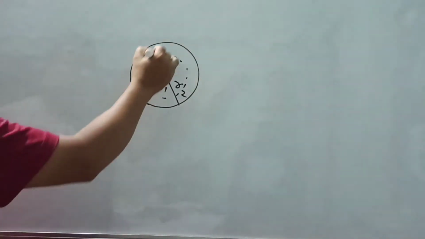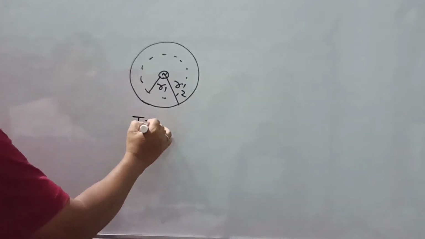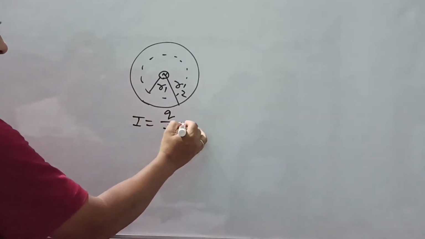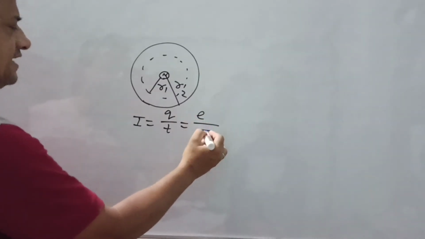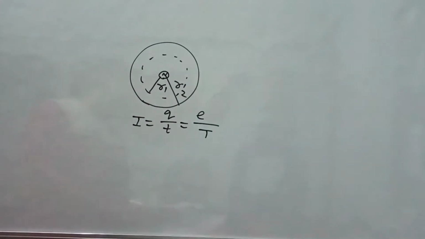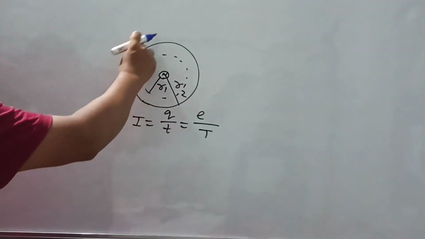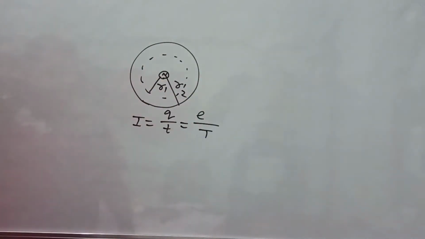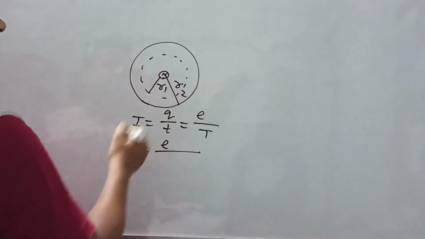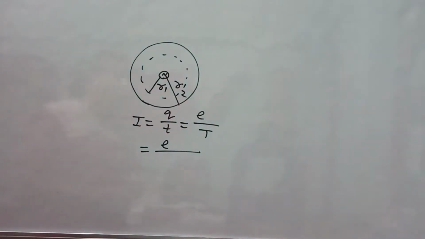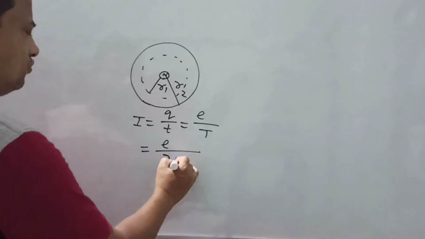How to calculate? You know that the current is equal to charge by time. Here, since this is an electron, this is e by time. Suppose I take T. What is T? T is the time period of the electron. I mean, for one complete rotation, this is the time taken. How to calculate this? This is nothing but e by time, and time is nothing but distance by speed. Distance is 2 pi r.